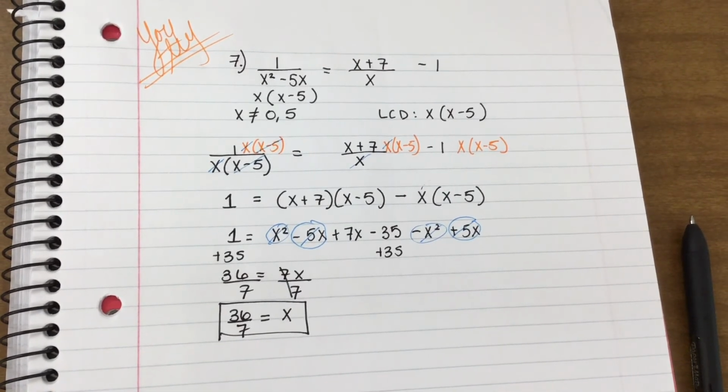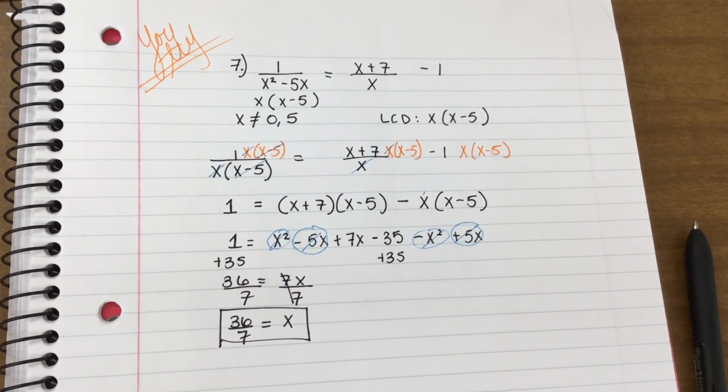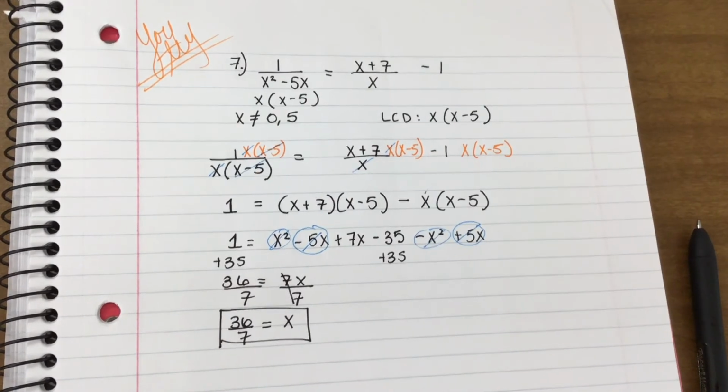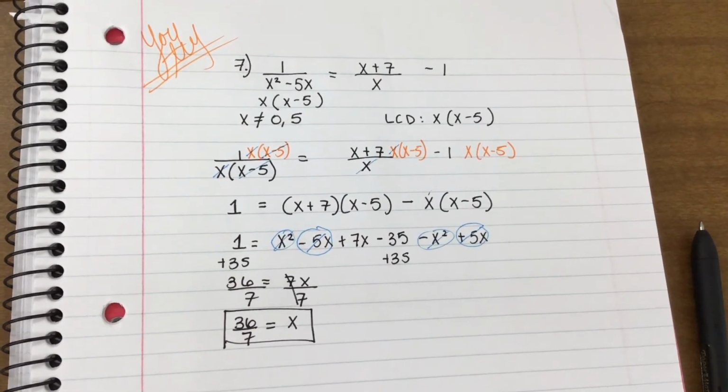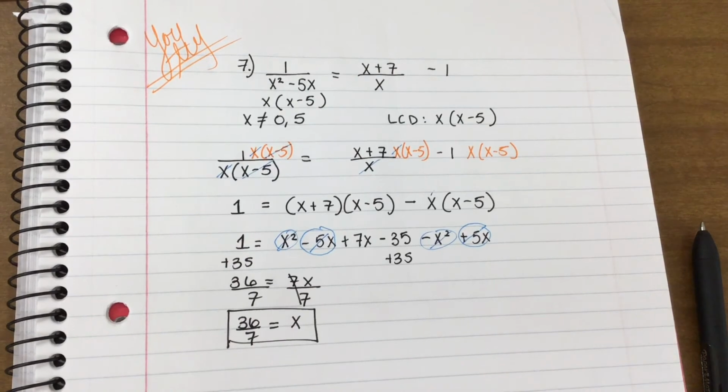So you have a two-step equation to solve. This is where you use inverse operations to solve for x. You end up with 36 over 7. That is not one of your restrictions, so this answer is valid.